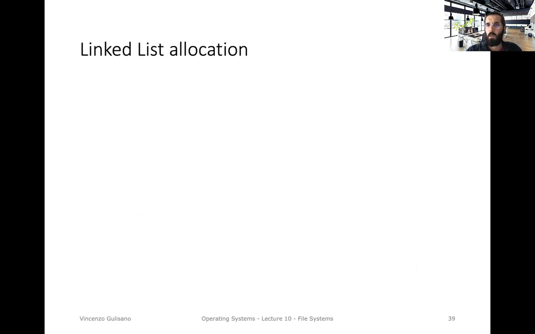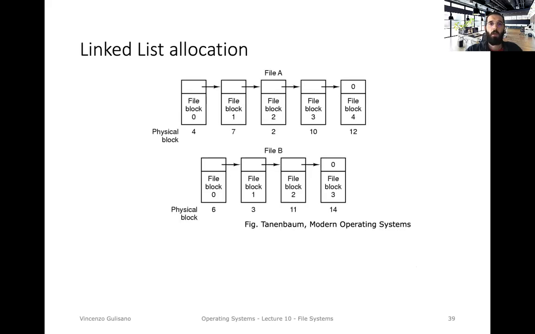An alternative way to go, if you want to avoid this problem of fragmentation, is to use linked list allocation. So you use a portion of each block to point to the next block, and use a special number to refer to the last block. And then basically you can scatter around the blocks of a file into blocks in the disk that do not need to be contiguous. Okay, so you have the first block 0, which points to the first block address, which is 7 in the physical device, which points to the physical block number 2, and so on and so forth.